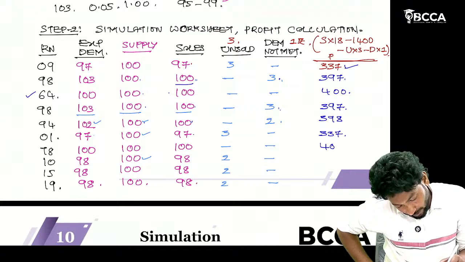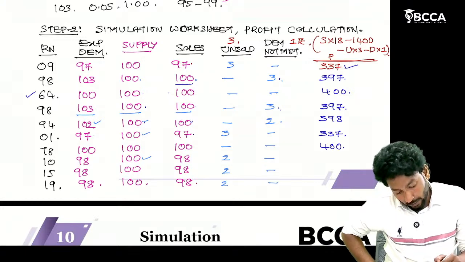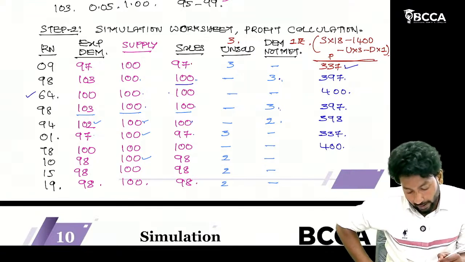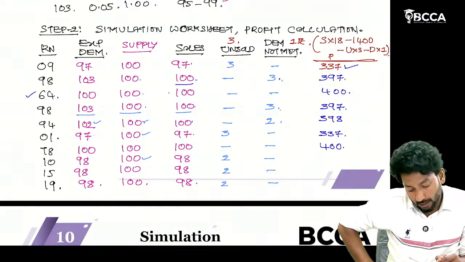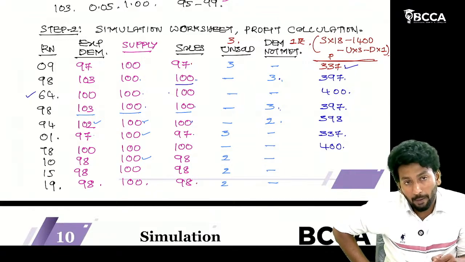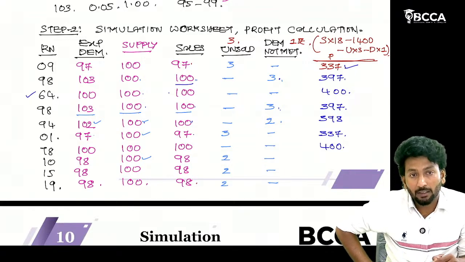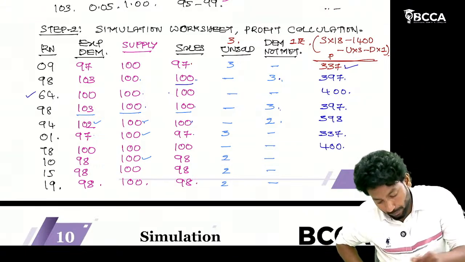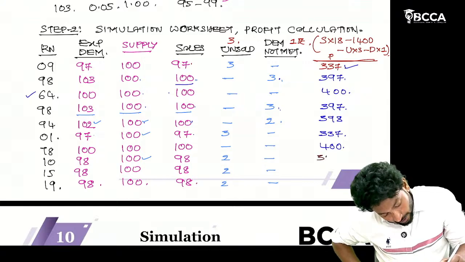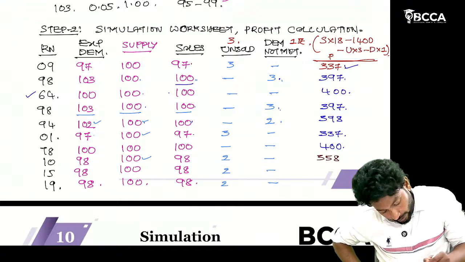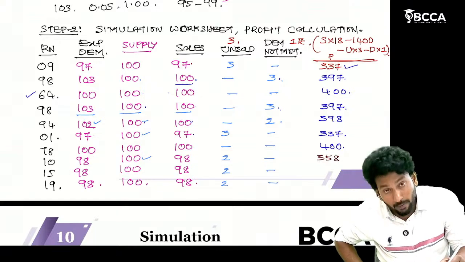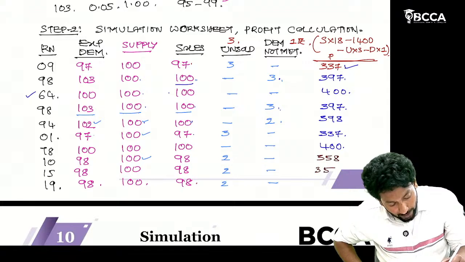400 is the profit. 98 means 98 into 18 minus 1400 minus 3 into 2, 6. Penalty subtracted 6 rupees. That gives 358. For the last 3 days, the demand is 98 only. 358, 358, 358.